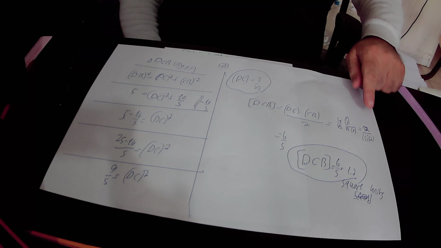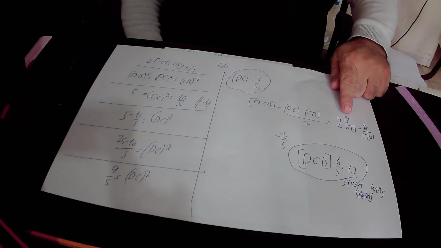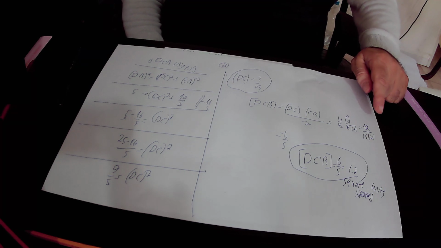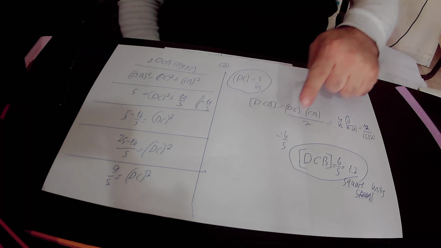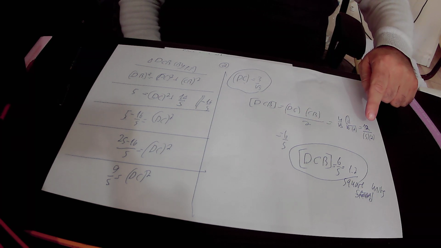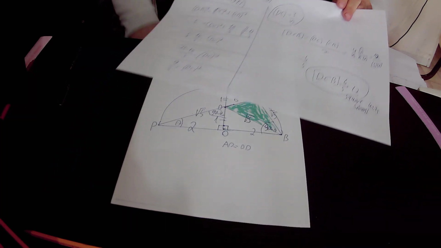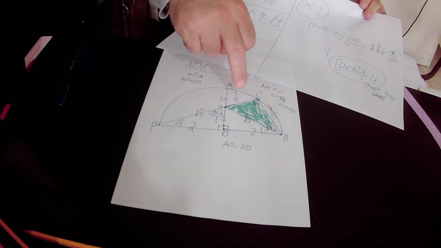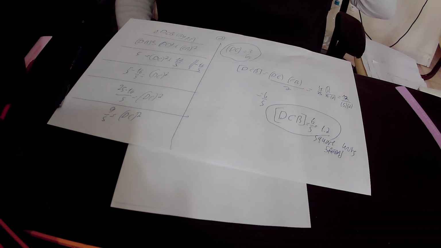3 times 4 is 12, so in the numerator we have 12. In the denominator we have square root of 5 times square root of 5, which is 5, times 2. So 12 over 2 is 6. In the denominator we are left with only 5. So in conclusion we found out that the area of this right blue triangle, triangle DCB, equals 6 over 5 square units, or in terms of numbers it is equal to 1.2 square units.